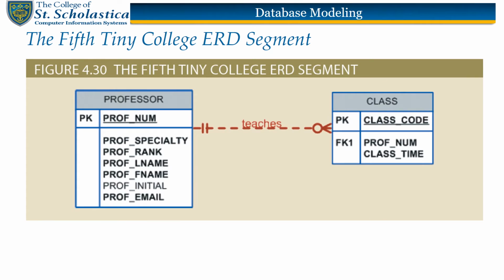Each professor may teach up to 4 classes. Each class is a section of a course. A professor may also be on a research contract and teach no classes at all. The ER segment in Figure 4.30 depicts those conditions.